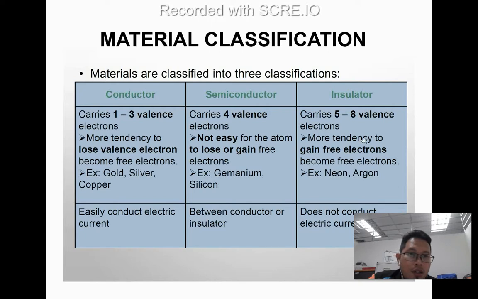The last one is the insulator. Normally it carries about 5 to 8 valence electrons. Therefore, it has a tendency to gain electrons, compared to a conductor, which loses them. An insulator does not conduct current. Normally, insulators are used to protect our circuit from short circuits, such as neon and argon, which are insulation media.